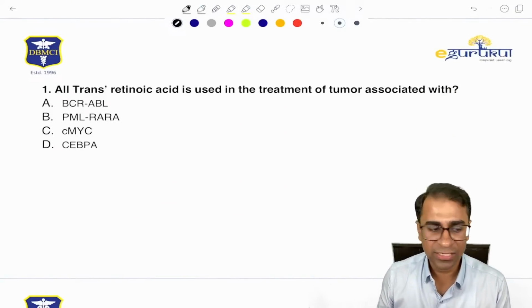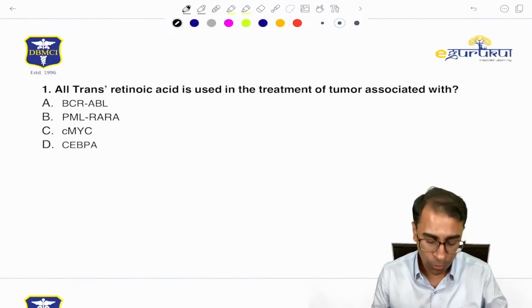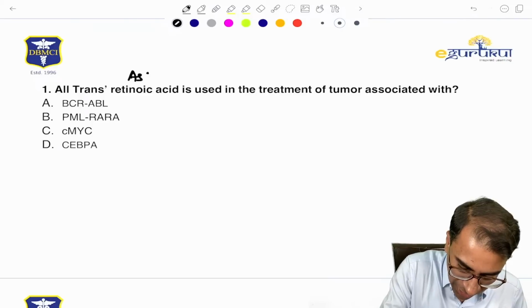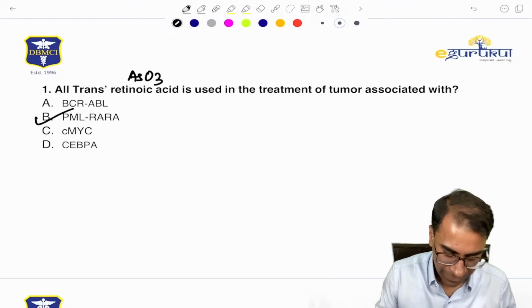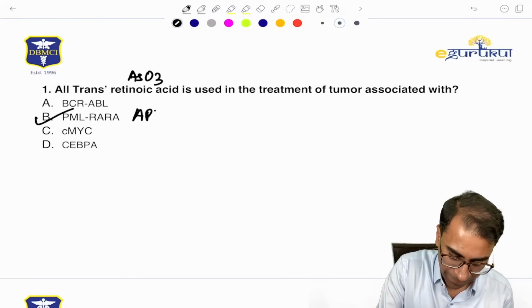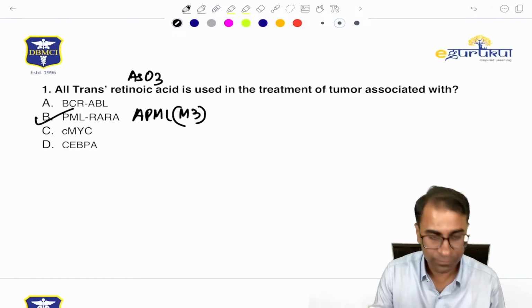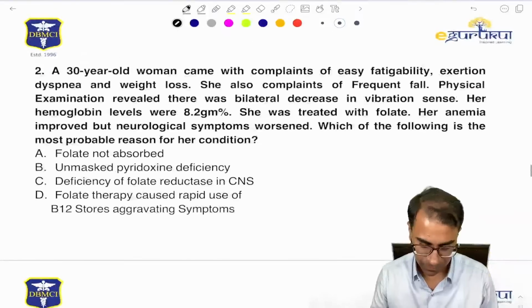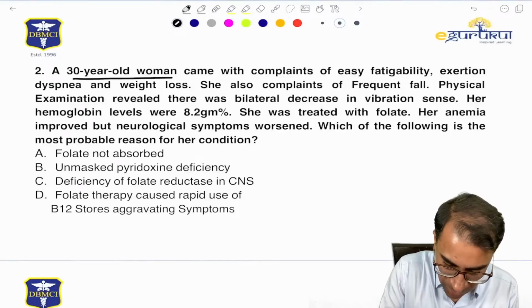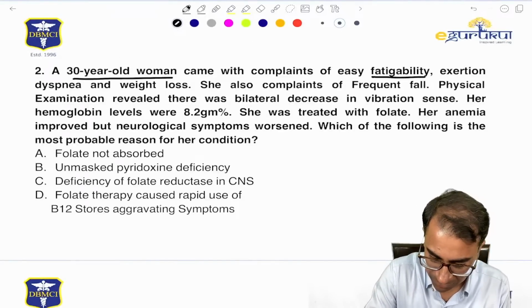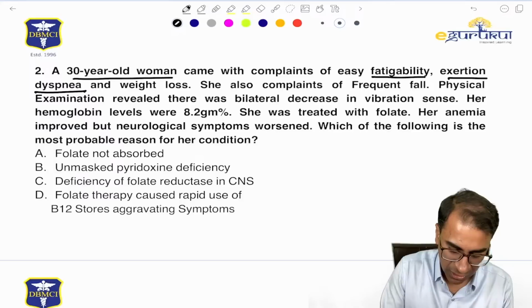ATRA. ATRA is used for treatment of what? बोलो, हमने पढ़ा ना? ATRA and arsenic trioxide is used for PML-RARA. It's a case of APML, M3. ठीक है? अच्छा. A 30-year-old woman came with complaints of easy fatigability, exertional dyspnea, weight loss.